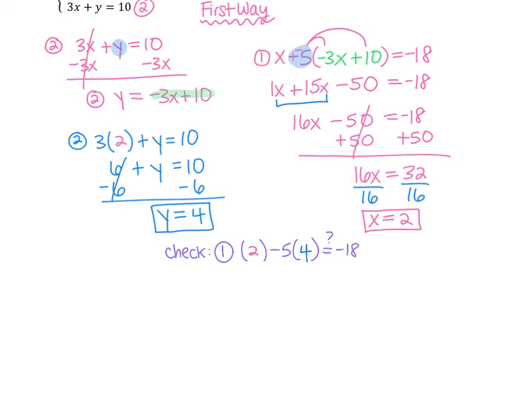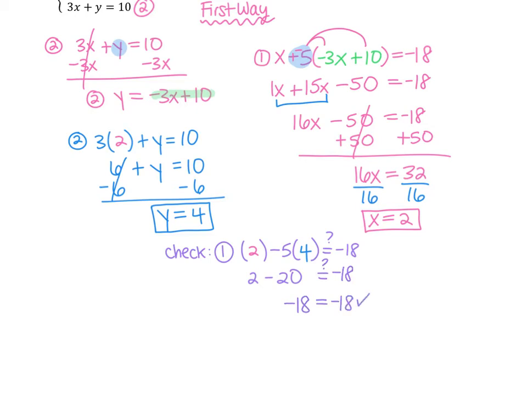Okay, so now we evaluate. The 2, we're just going to leave there. And now 5 times 4 is 20, but you're subtracting it, so it's minus 20. Or you can think of it as adding a negative 5, and negative 5 times 4 is negative 20. So just minus 20. Is that really equal to negative 18? 2 minus 20 is negative 18. Again, use your calculator if you're unsure.